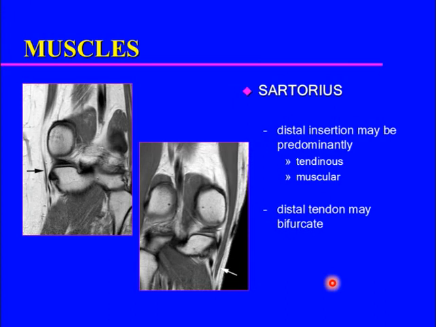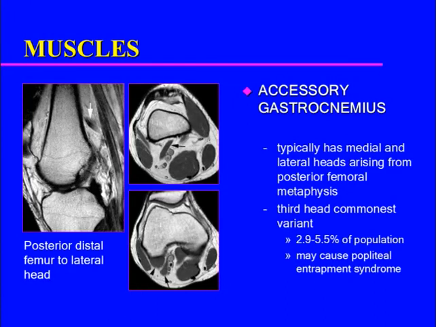There's something called the accessory gastrocnemius muscle. Typically, the gastrocnemius muscle has medial and lateral heads arising from the posterior femoral metaphysis, medially and laterally. Sometimes it has a third head, 3 heads of the gastrocnemius. An accessory head, seen in up to 5.5% of the population, may cause popliteal entrapment syndrome.